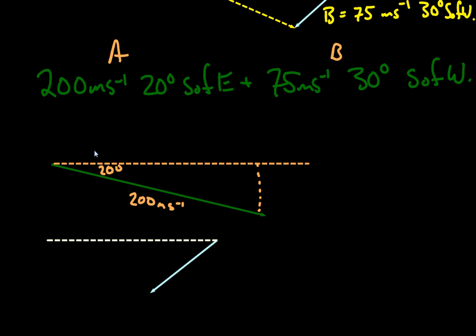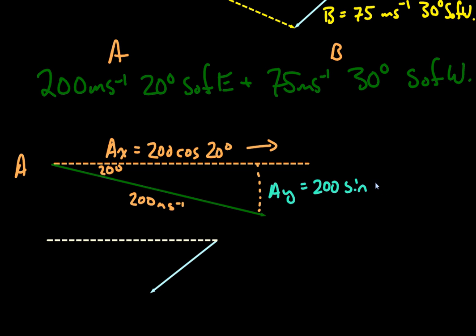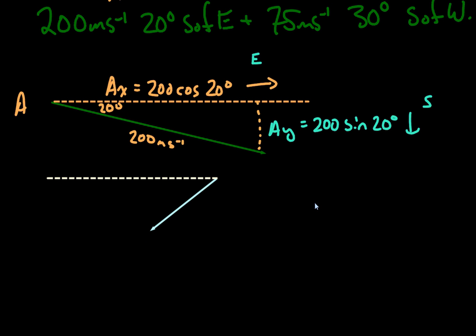So what we're going to pull off of here, this is vector A, the AX component, which is going to be 200 cos 20 degrees, and that's going to be in the east direction. And then we're going to grab the Y vector off of here, which is going to be 200 times the sine of 20 degrees, and that's in the south direction. I like to just give myself a little note.